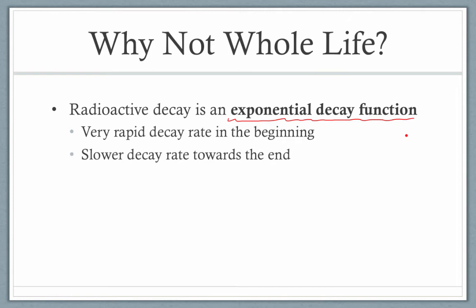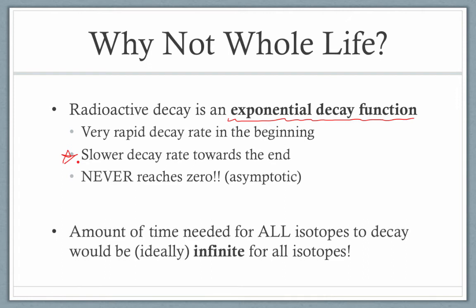And here's the real key point: this slower decay gets slower and slower and slower the closer and closer we get to zero. The end result being that your sample never actually reaches zero. We would say that this kind of graph is asymptotic, meaning if it never reaches zero, whole lives never really happen. Going even further, the amount of time needed because your sample never reaches zero would ideally be an infinite amount of time. So all samples would have a whole life of an infinite amount of time.